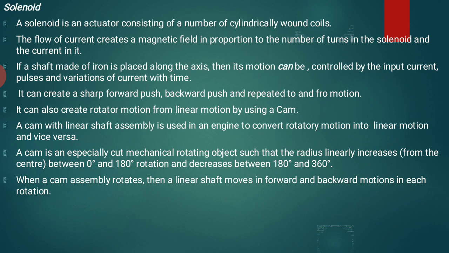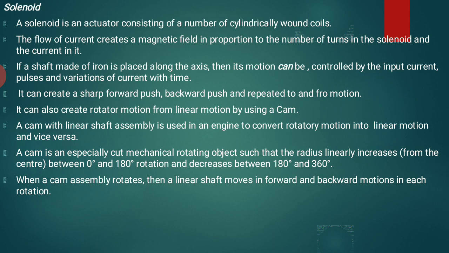The flow of current creates a magnetic field in proportion to the number of turns in the solenoid and the current in it. Whenever we generate current, it creates a magnetic field in proportion to the number of turns in the solenoid and the current in it. So based on the number of coil turns in the solenoid, it generates the field.